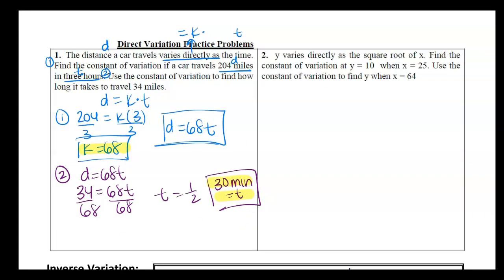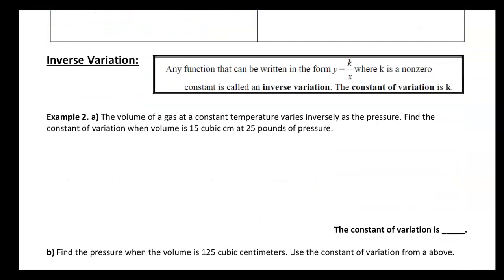So let's go ahead and look at inverse variation. This is the next type. For inverse variation, any function that can be written in the form y equals k over x, where k is a non-zero constant, is called an inverse variation. So it has that same rule where that k value, that numerator, cannot be 0. It could be any other number, -1, +1, -1/2, +1/2. It could be any value, but it just cannot be 0. The k value, again, is acting as your constant of variation.